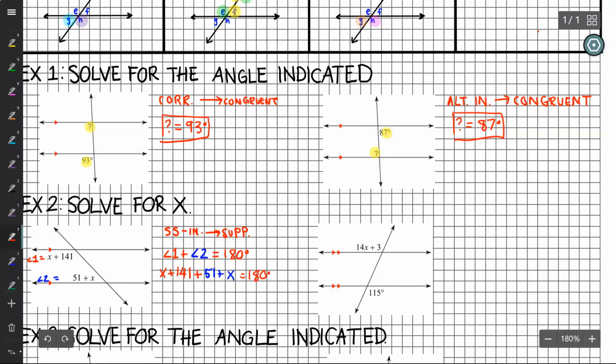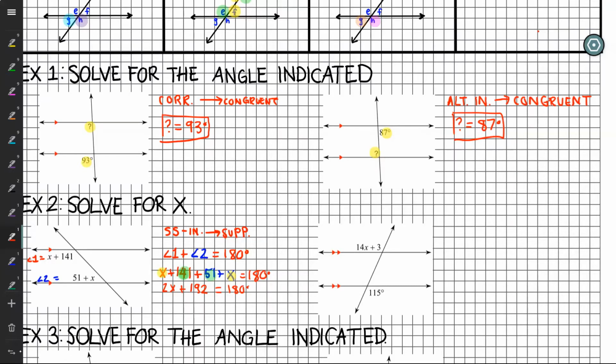Alright, so now I need to combine my like terms. So all of my x's I'm putting in yellow and I'm going to add those together. All of my numbers I'm putting in green. I'm going to add those together as well. So x plus x gives me 2x. And then 141 plus 51 gives me 192. And all of this equals 180. Alright, now we have a two-step equation.